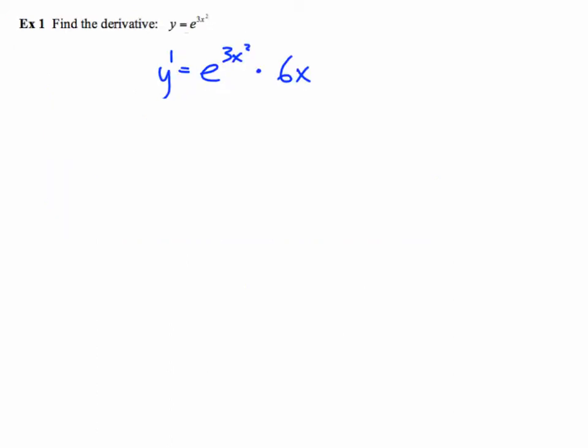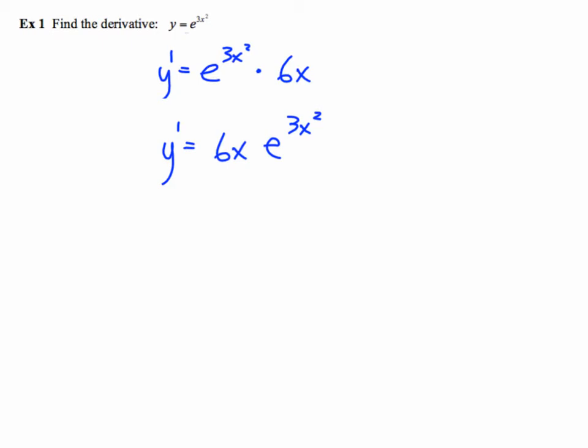So for example 1, if I need to take the derivative of y, we leave e to the 3x squared and take the derivative of the exponent, which is 6x. And so what I'll do is I'll just bring 6x to the front, and then that's it. You've taken the derivative of it. When you're taking the derivative of these types of questions, they actually sometimes end up being bigger than the question itself.